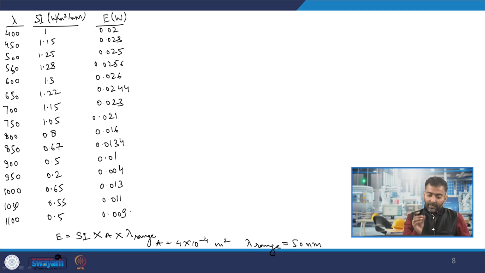So we got the total energy incident on each of those wavelengths. Now if you look at the external quantum efficiency formula, you have the number of photons in the numerator. Now we have the total energy incident at each wavelength. To get the number of photons, I need to find out the energy of each photon. So the next column I will make is the energy of a given photon.